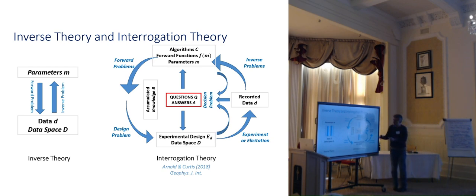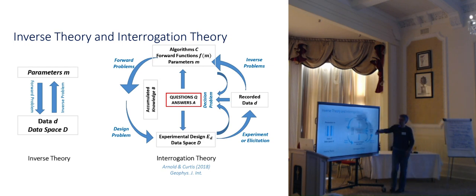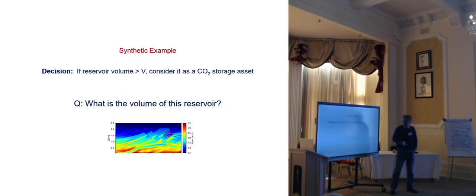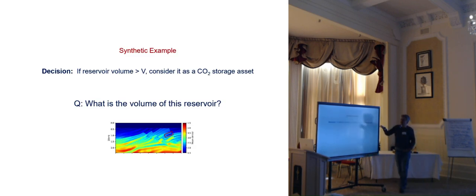So if we focus on the questions and answers, then we're going to do slightly different things than we would normally do in the inverse theory schema. So here's a decision. Now let's just go through an example. I really just want to go through this in a bit of detail to show you that when you want to make a decision, it changes quite substantially what you have to focus on in terms of what your theory has to give you and what you have to spend time thinking about.